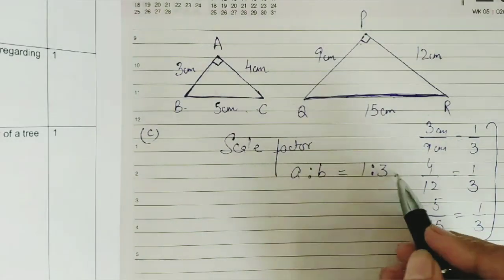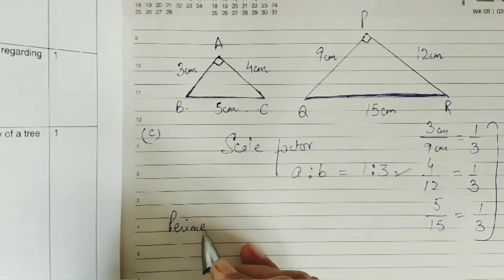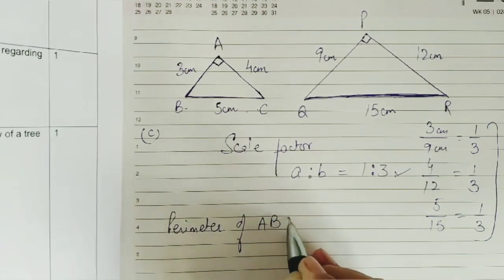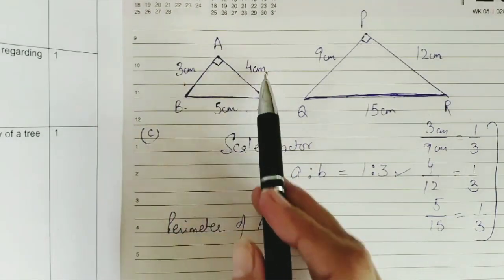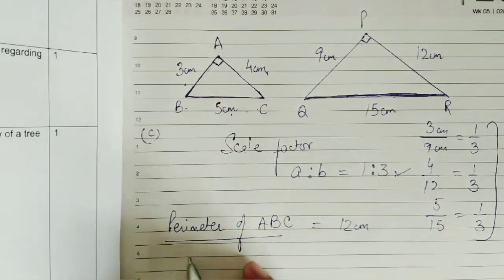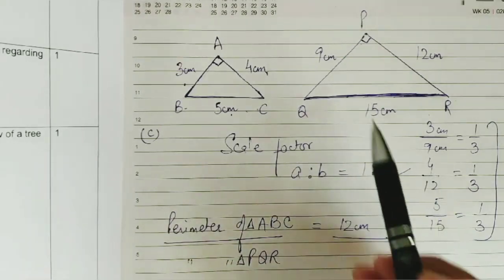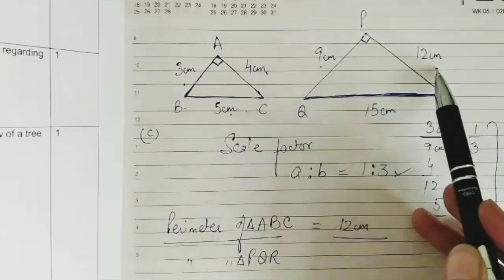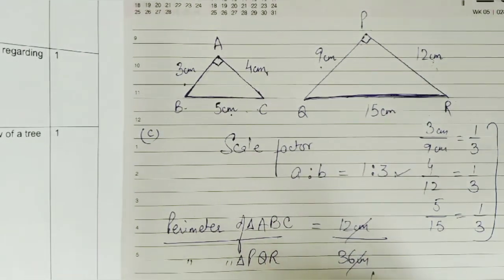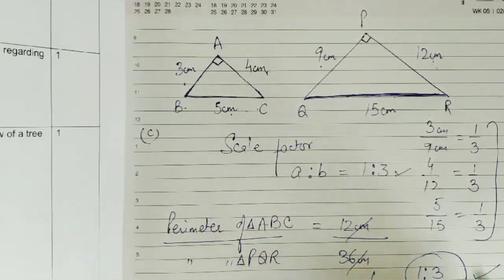to 3. Now if the scale factor is 1 is to 3, let us see whether the perimeter would also be in the same ratio. Let's find the perimeter of ABC. That would be the sum of all sides, 3 plus 4 plus 5 makes it 12 centimeters. And what about the perimeter of PQR? These are triangles, so the perimeter of PQR would be 9 and 12 and 15. Their sum would be 36. So when you cancel, this is also 1 by 3, which makes it 1 is to 3. So perimeters are proved to be in the same ratio.